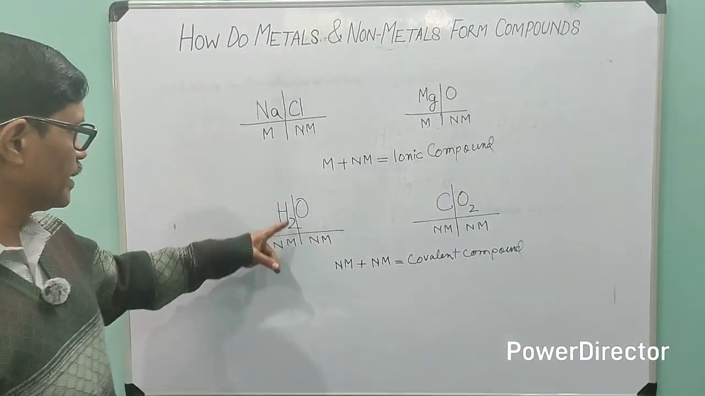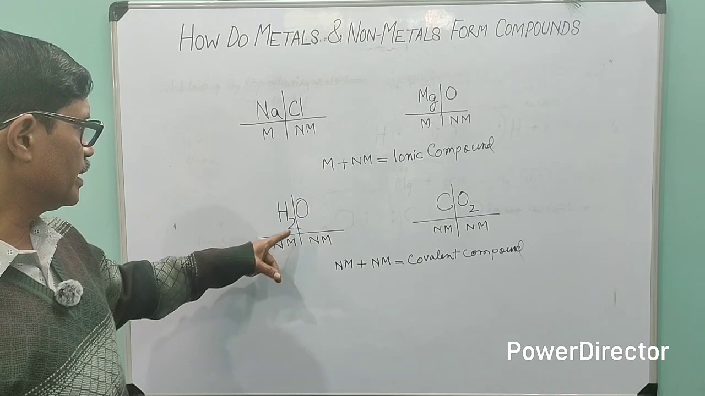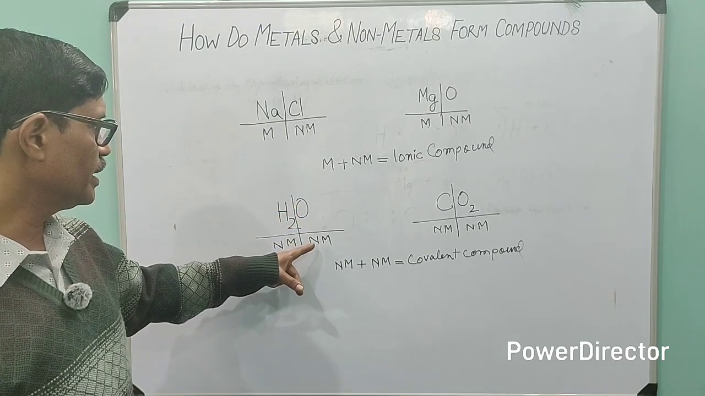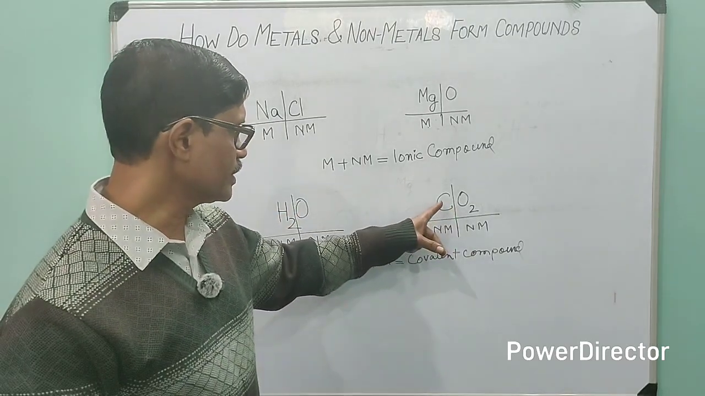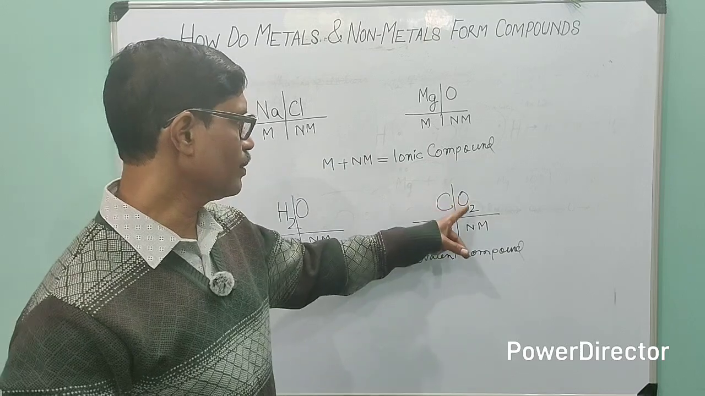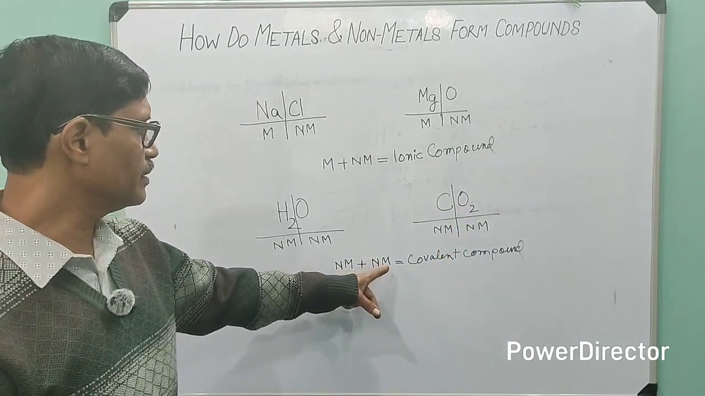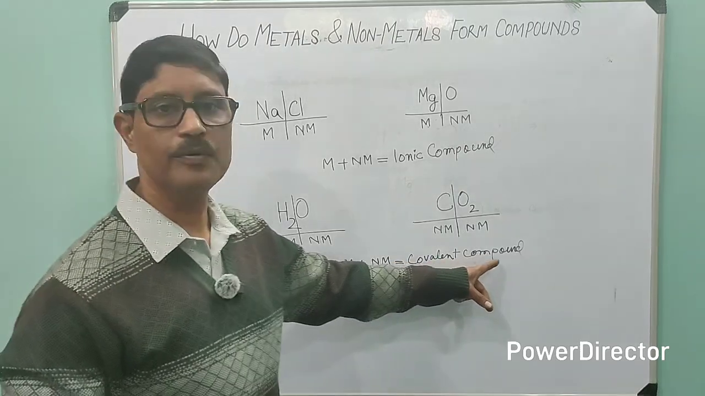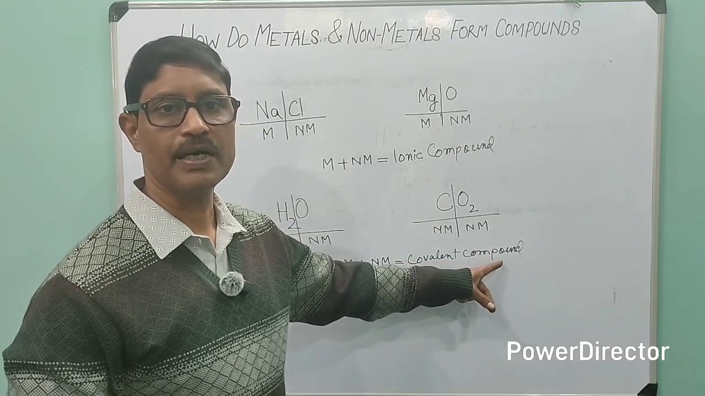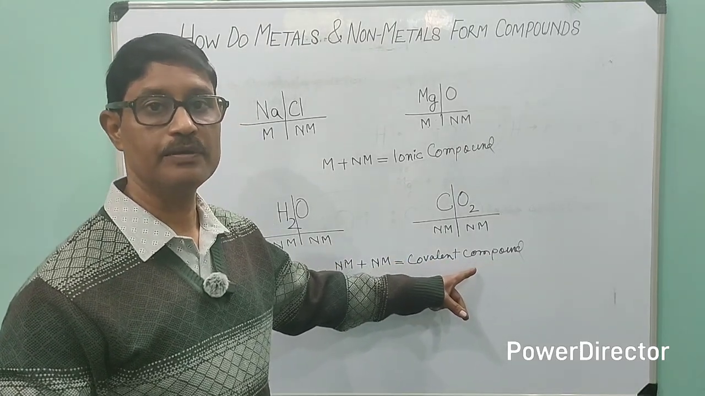In case of water, hydrogen is non-metal, oxygen also non-metal. In case of carbon dioxide, carbon is non-metal, oxygen also non-metal. So non-metal plus non-metal forms a covalent compound. By sharing of electrons, a covalent bond is formed.